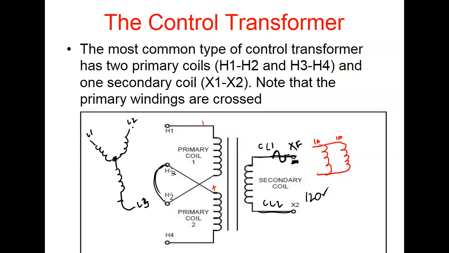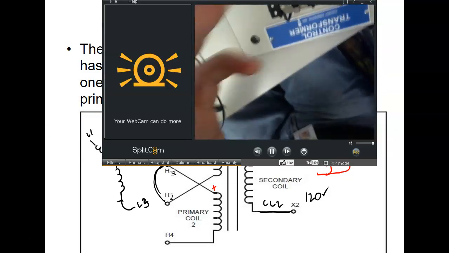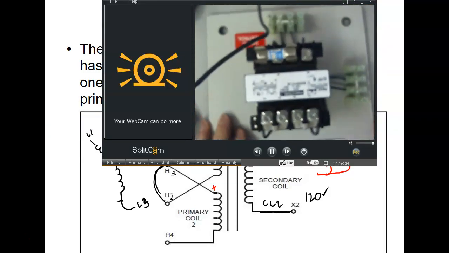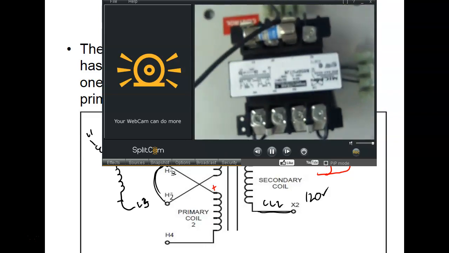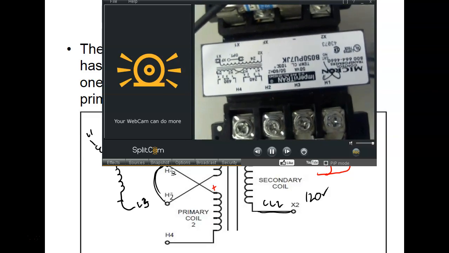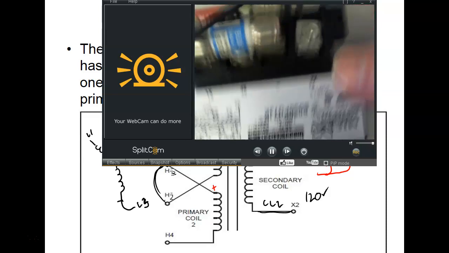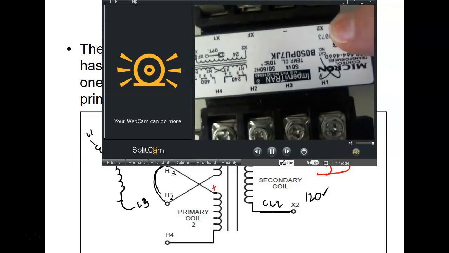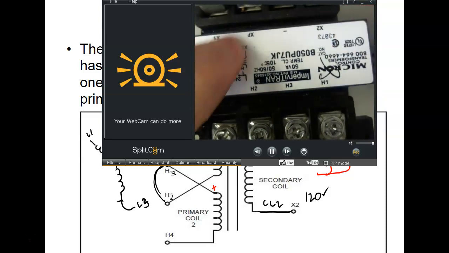So here's the secondary side. If I can get my camera back up. There we go. Focus it in. Let me drop it down. I think it focused in real good when I got it down close in. So here's X2. X2, we're going to use for L2. Here's X1 on this side of the fuse, but we're not going to use that one. We're going to use this one called XF, on the other side.